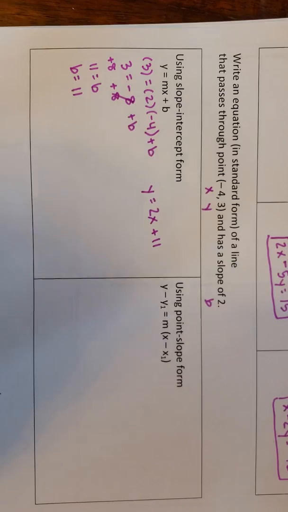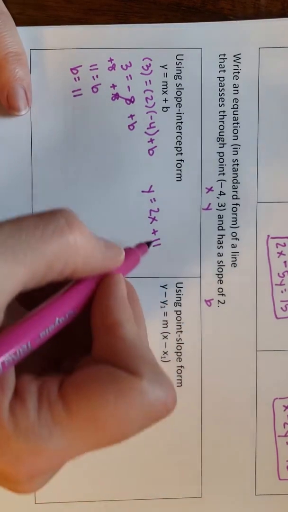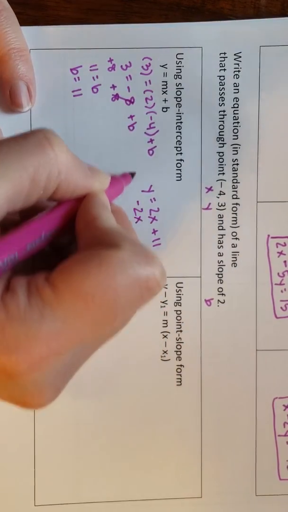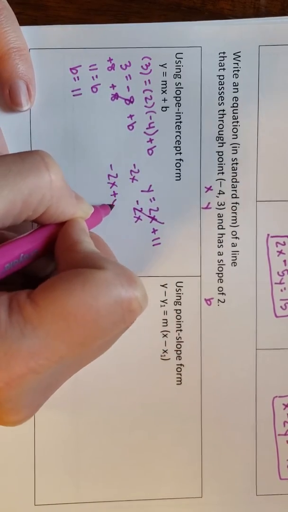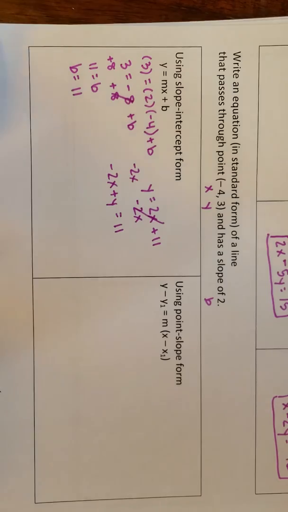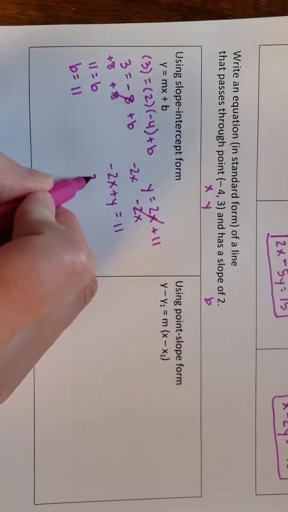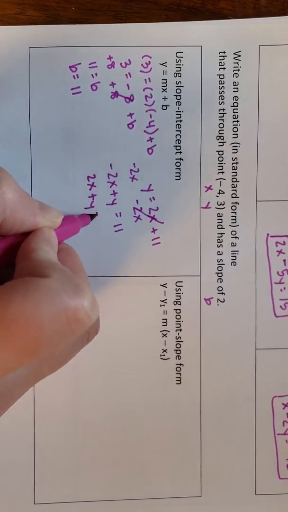And then we put it in standard form. Subtract over the 2x. -2x and y equals 11. What's the problem with this? Yeah, it needs to be 2x plus y equals 11.